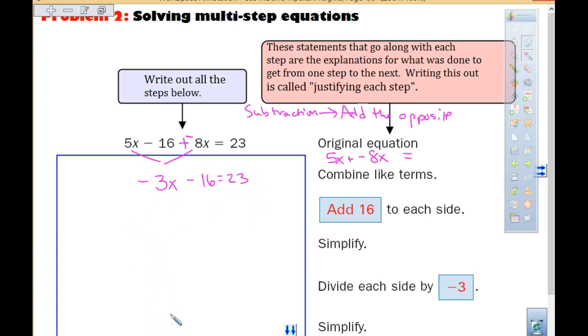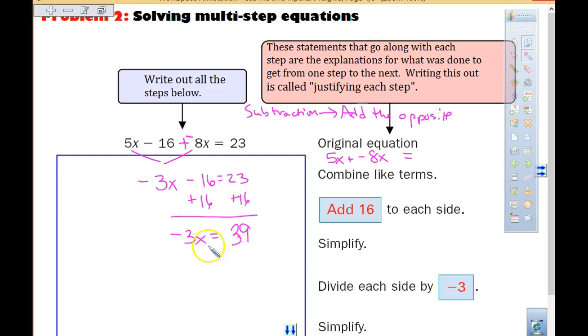Okay, so next step. We got to get that negative 3x by itself. We add 16 to both sides. So this is like those tiles yesterday. We're adding 16 to both sides. Okay? We do that, and after we do that, Julia, we're going to end up with, if we're adding 23 and 16, 39. So I get negative 3x is equal to 39.